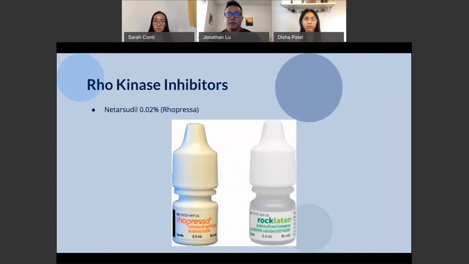Currently, there's only one main Rho kinase inhibitor, netarsudil. It increases the drainage of intraocular fluid by increasing the flow of the trabecular meshwork. Some of the more common side effects include eye redness, potential corneal deposits, and minor bleeding in the eyes.